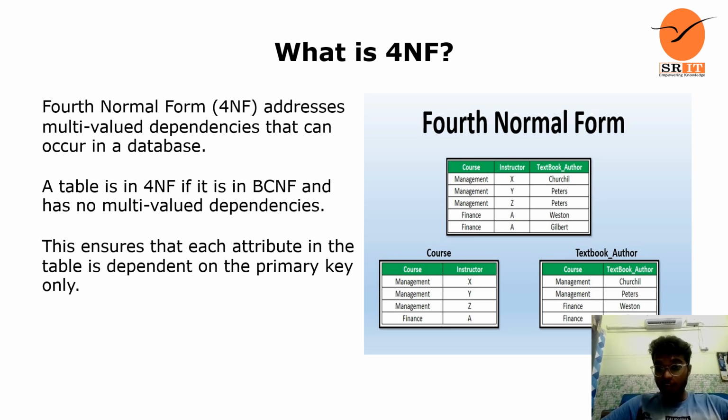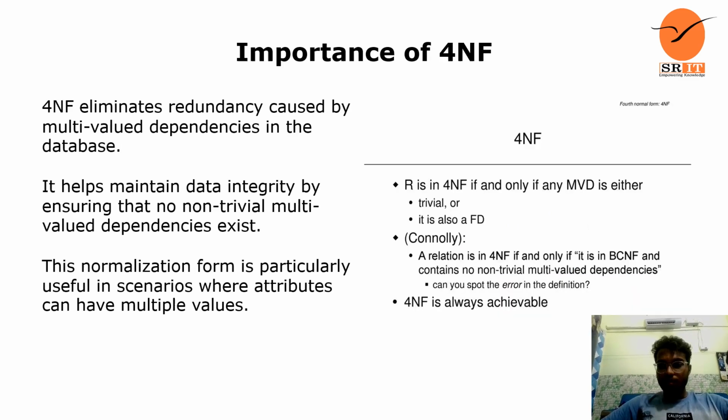As we could see in tuples 2 and 3, both have the same textbook authors. It actually increases the redundancy. To reduce this redundancy, we are splitting it into two different tables. Importance of 4NF: 4NF eliminates the redundancy caused by multi-value dependencies, as we have seen in the last example. It helps maintain data integrity by ensuring that no trivial multi-value dependencies exist. This normalization form is particularly used in scenarios where attributes can have multiple values, as we have already seen in the example.